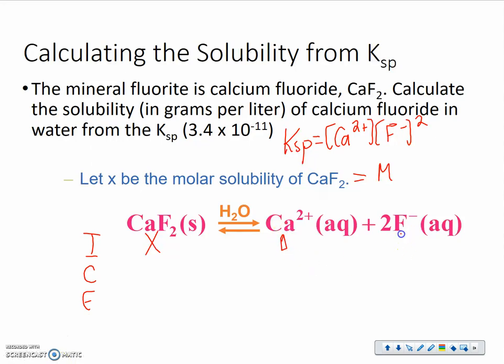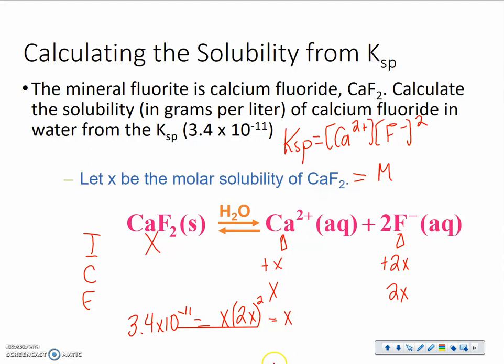Okay, initially we had 0. We know that this is going up by that same amount of x, and this is going up by the same amount of 2x since we have a coefficient of 2. So let's plug those values into our K expression. So our KSP, so our Ca is x, and this is going to be 2x squared. 2x squared in parentheses is the same as 4x squared, right, because you got to square both the 2 and the x. We can combine the x's to do 4x cubed.